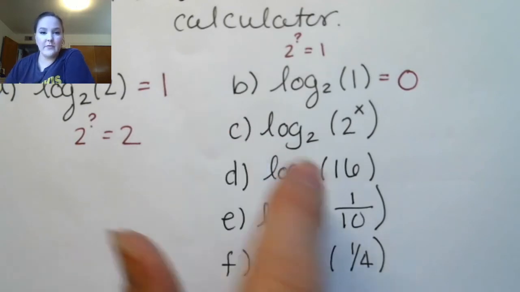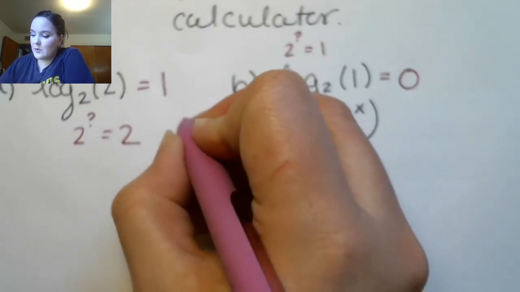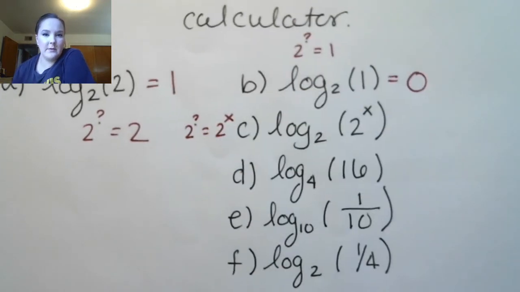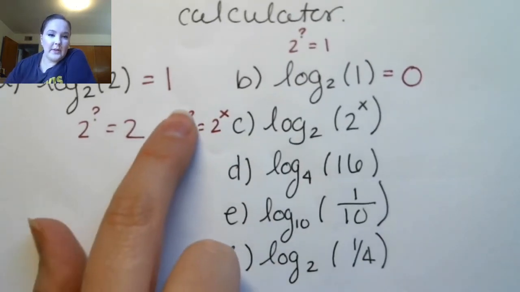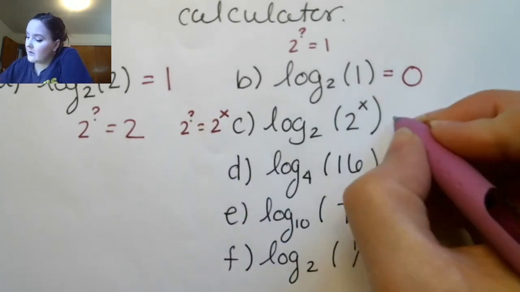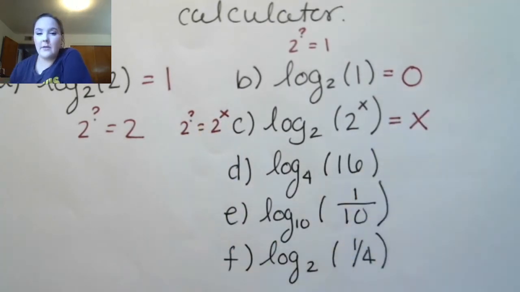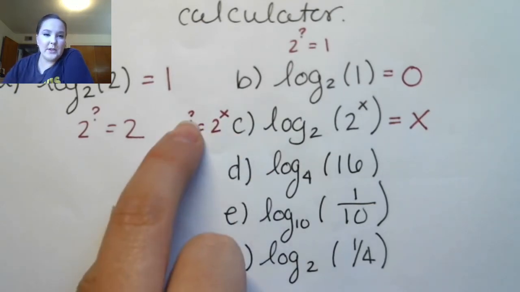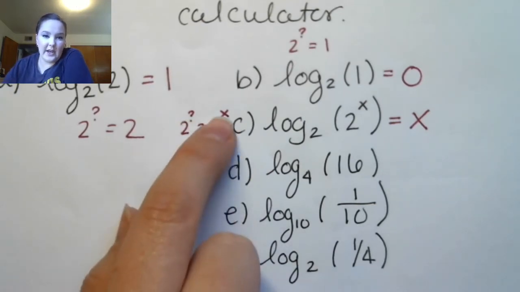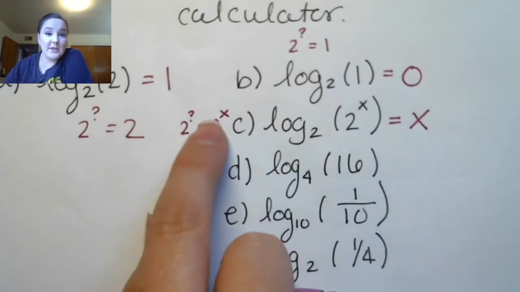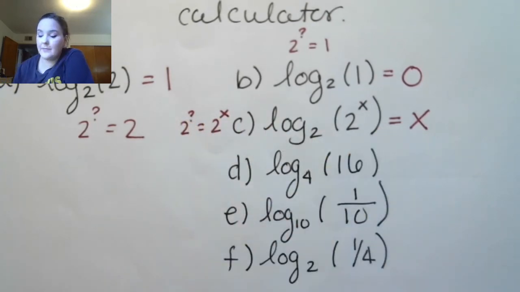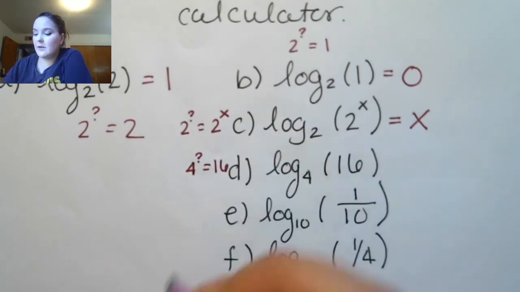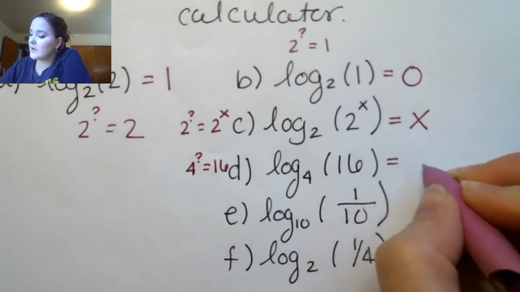For this question, we're asking ourselves 2 to what power equals 2 to the x? Well, if you want the exponent to be x, you're just trying to match these up. So what do you need to put in the exponent to get 2 to the x? Well, you need x. Here we're asking what power of 4 is equal to 16? Well, we know that 4 squared is 16.